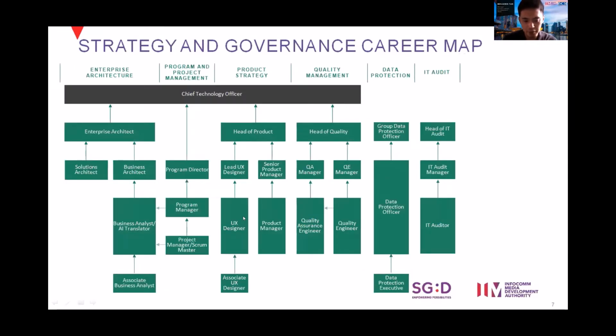Another relevant example, since today's topic is on ICT architecture, would be the strategy and governance job cluster in the skills framework. Under this job cluster, you can see that there is the enterprise architect role, a solutions architect role, as well as the business architect role. Roles in this cluster are usually cross-functional, meaning they work across and with different functions such as software applications, data, and cybersecurity, to design, develop, as well as operationalize products and services for customers and within their own organizations as well.